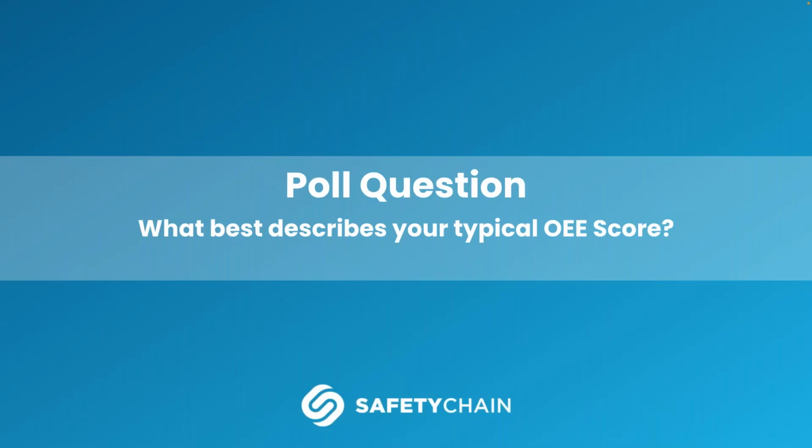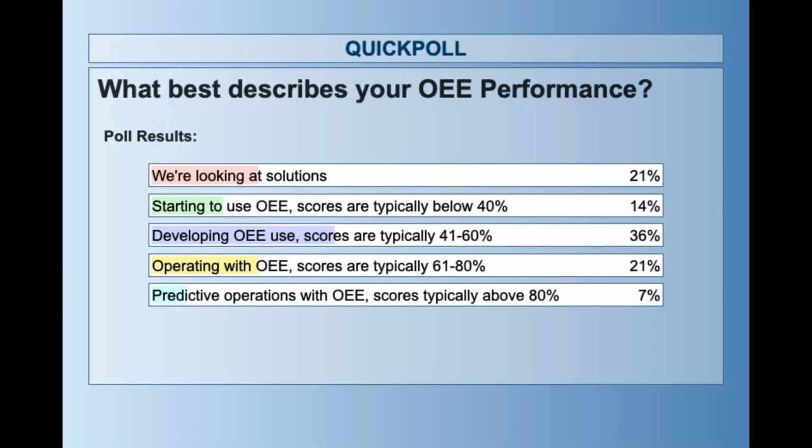I'm going to close the poll, and we're going to see the results here really quick in front of us, Vern. Does anything on the results of this poll stand out to you? It's an interesting distribution, and I think it's a nice mix in the group. Obviously 7% of the people are above 80%, that's outstanding, and 21% or 28% in total are between 61 and over 80%.